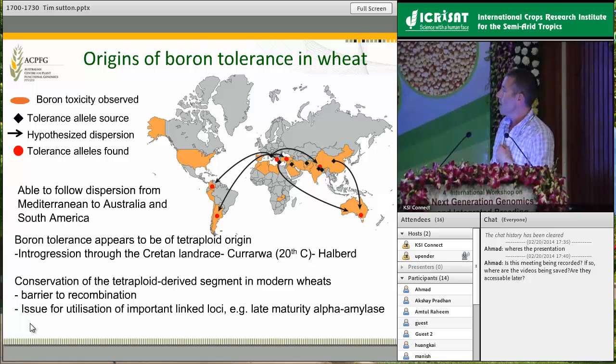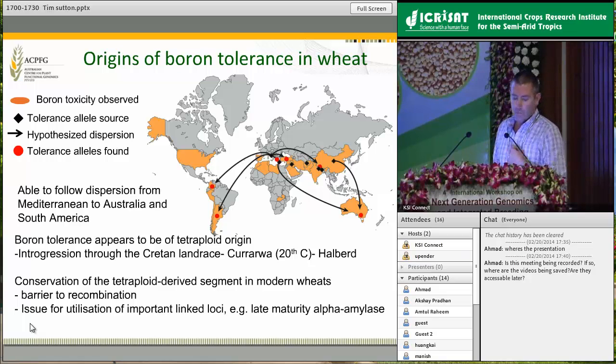We know now that the boron tolerance that we see in tolerant genotypes in Australia and South America appears to be of tetraploid origin, and we think we can track this through to a landrace barley called Cretin that was used to develop the 20th century wheat line Currawa. It was actually a parent of the current tolerant genotype in Australia called Halberd.